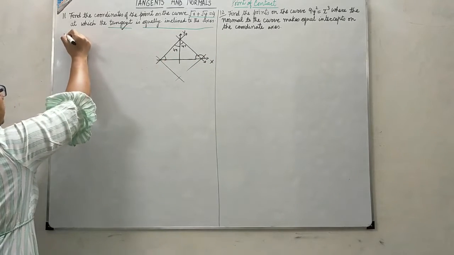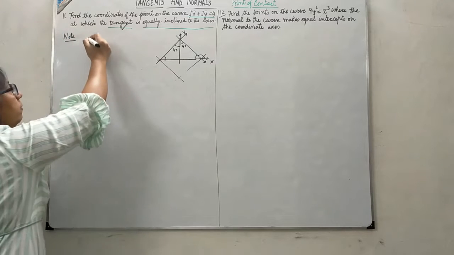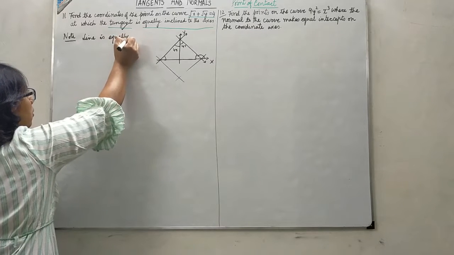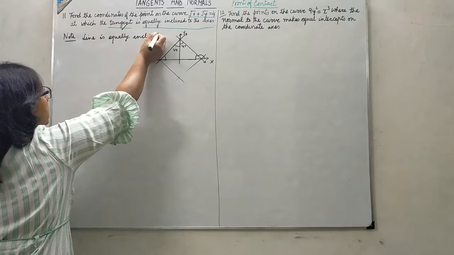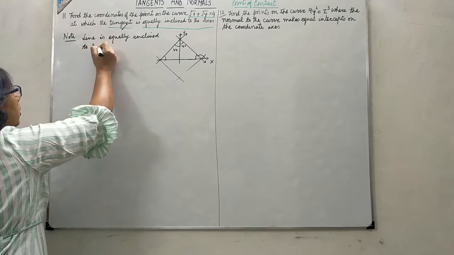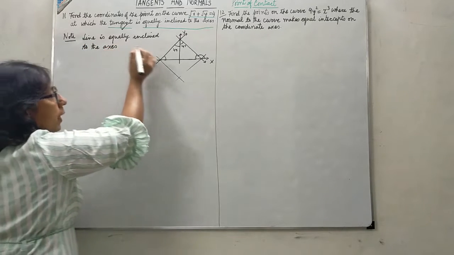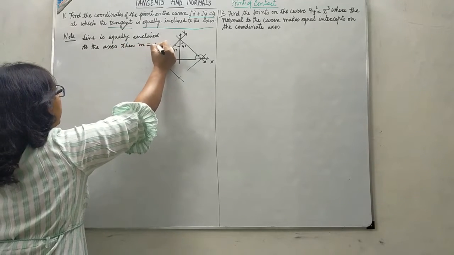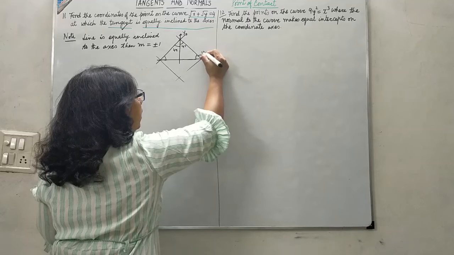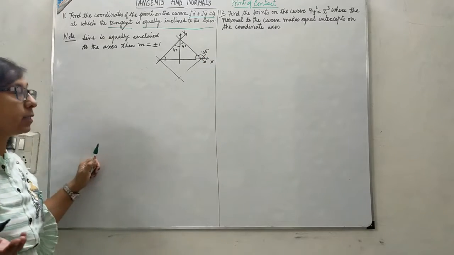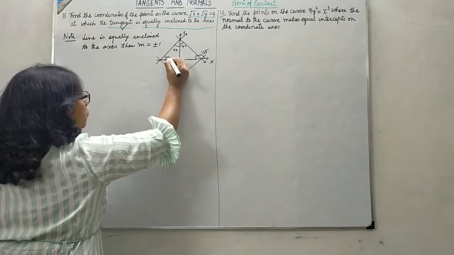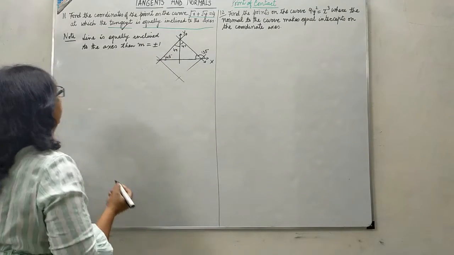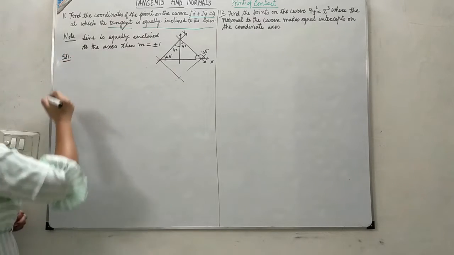You can make a note in your notebooks. Whenever the line is equally inclined to both the axes, then the slope must be plus minus 1. In this case, this is 135 degrees and tan 135 degrees is minus 1, and in this case it is 45 degrees with the positive direction of the x-axis, so plus 1. Now let us move to the solution of the question.